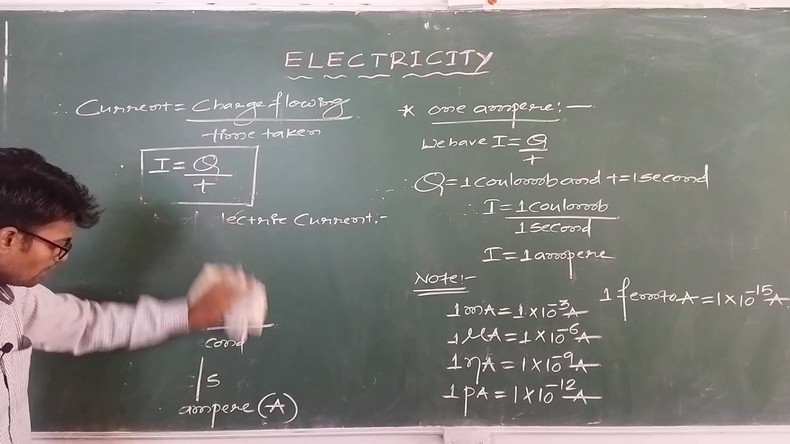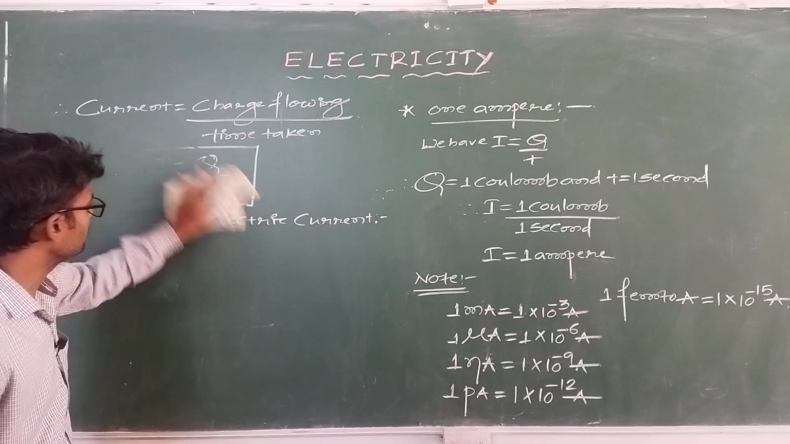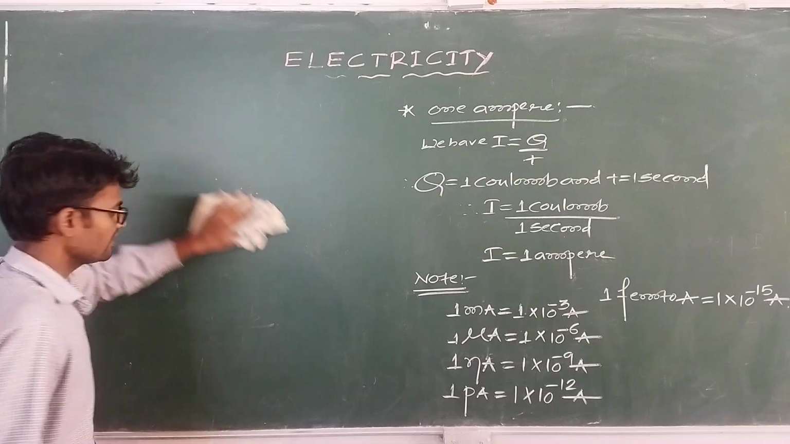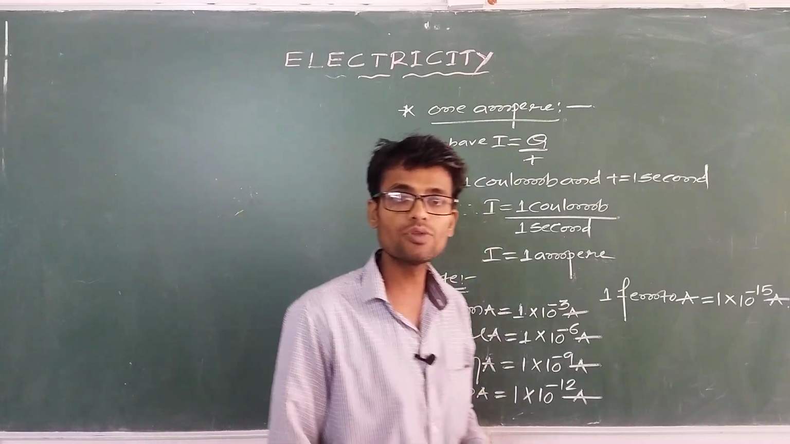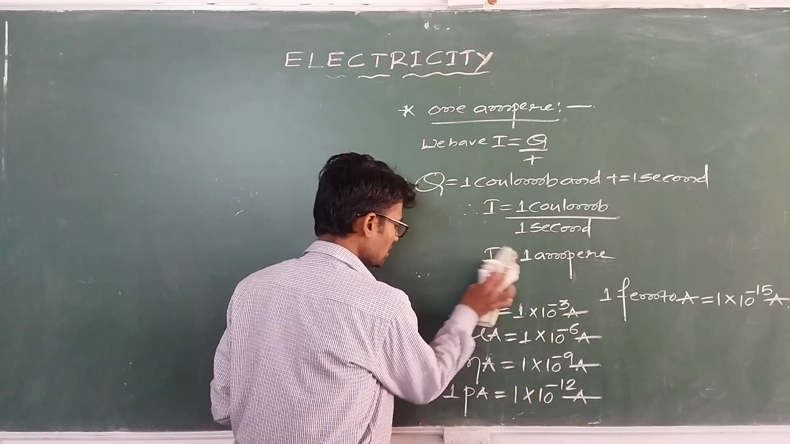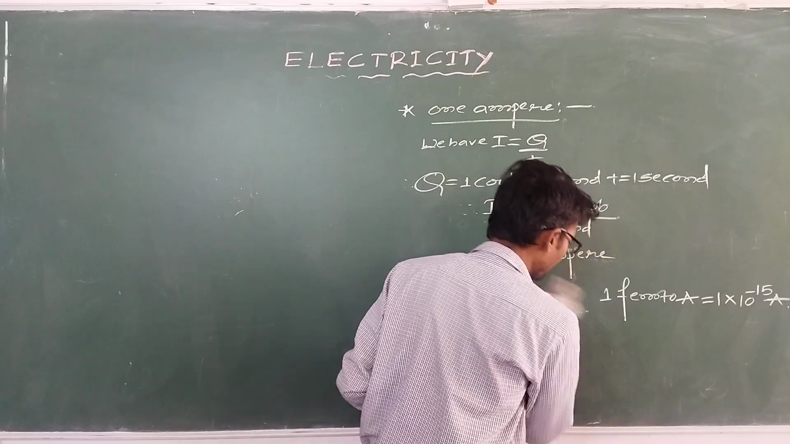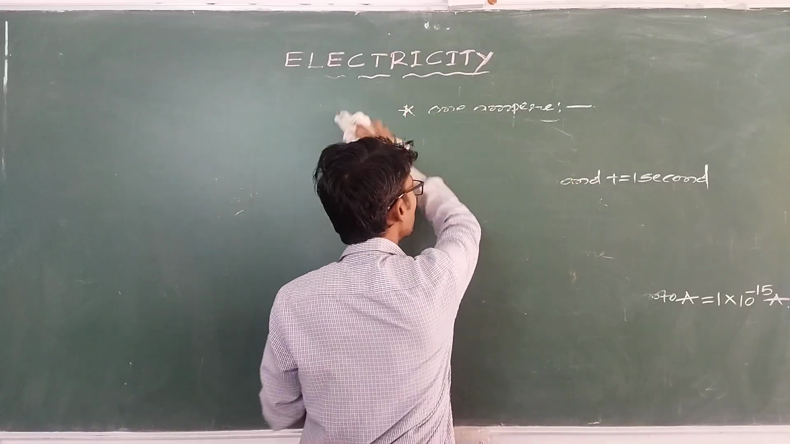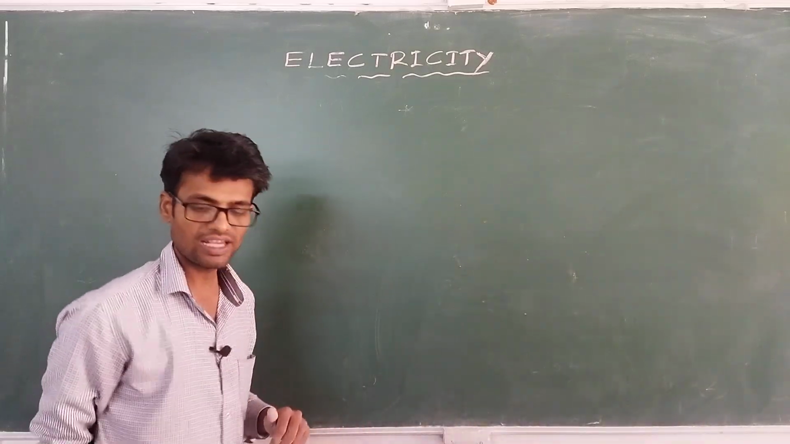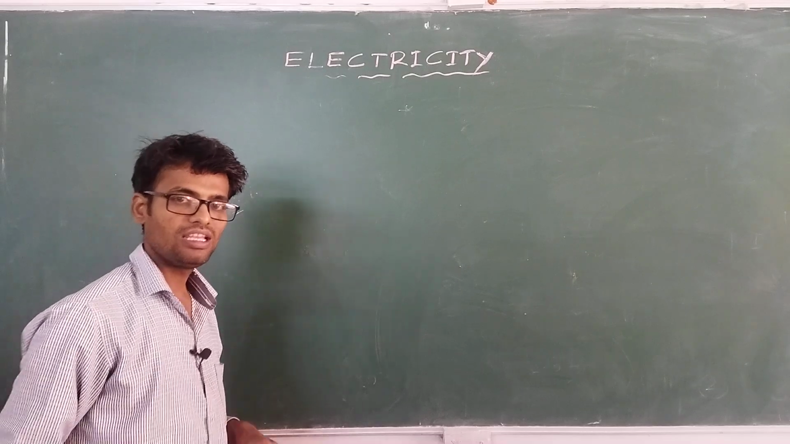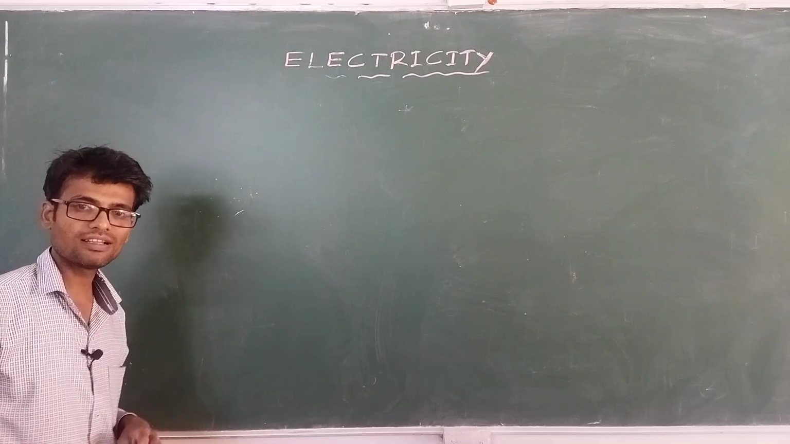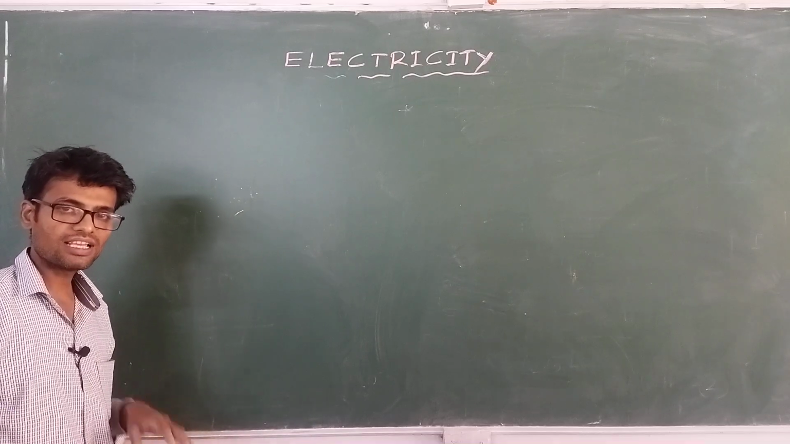Now, the device used to measure the electric current is an ammeter. The device which is used to measure the electric current is an ammeter, and this ammeter is always connected in series in an electric circuit. So remember, you connect the ammeter in series in an electric circuit to measure the electric current.